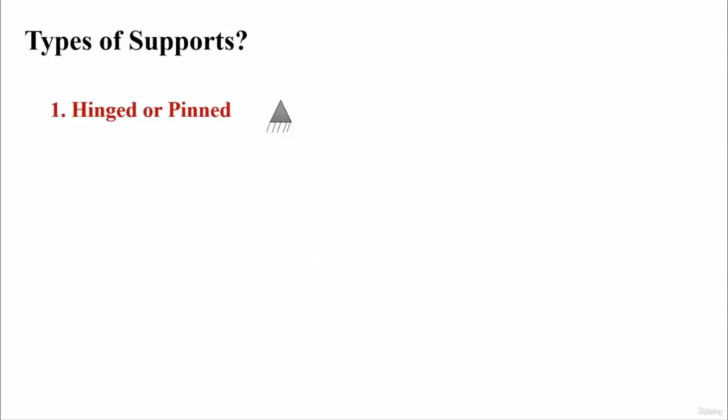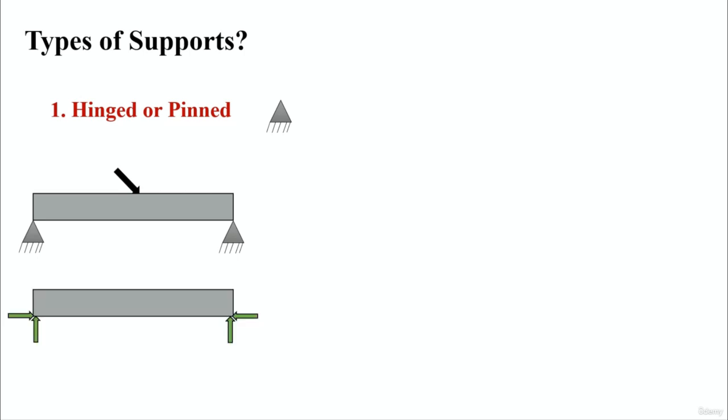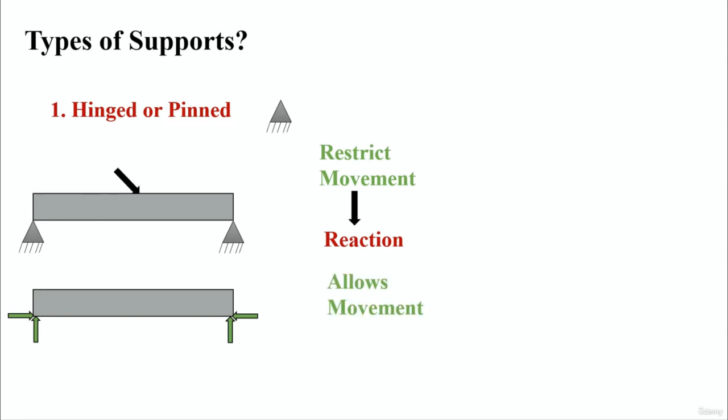Now let's look into what is hinged or pinned support. Hinged support is having horizontal reaction as well as vertical reaction. Consider this beam. So here we are having both sides as a hinged support. We have horizontal reaction as well as vertical reaction on both sides. Since the hinged support restricts both horizontal and vertical movement, there will be a horizontal and vertical reaction. As I told you before, if the support restricts the movement, then there will be a reaction. If the support allows the movement, there will not be any reaction.